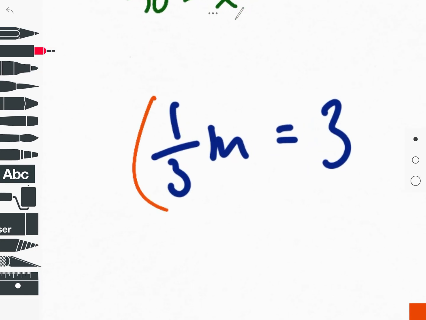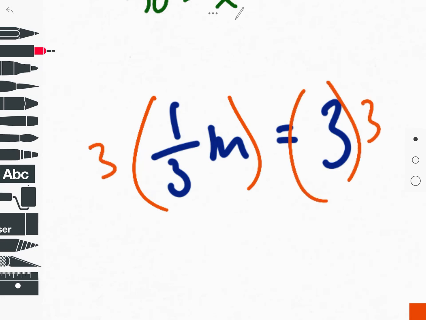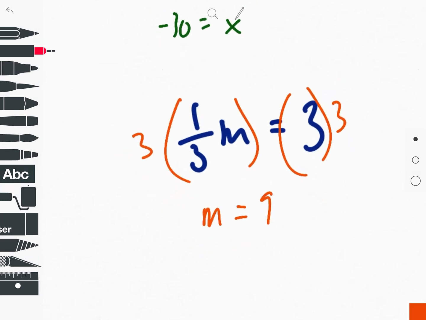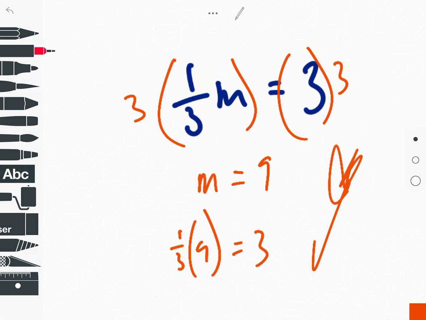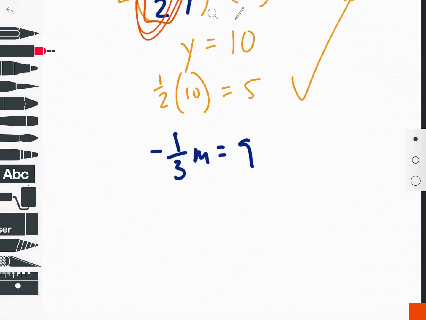But right now, I have a third of an m. So to undo that, I'm going to multiply by 3. If I triple it, I'm left with a whole 1m. And 3 times 3 is 9. So to check it, a third of 9 is 3. And that is so true. All right, let's keep going.